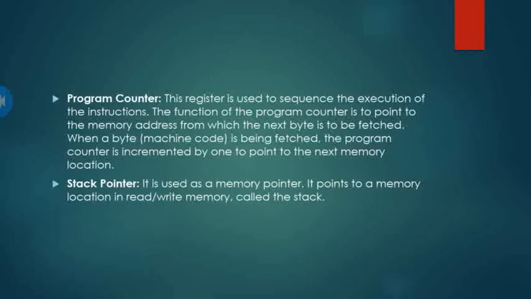The main task of the program counter is to store the address of the next instruction to be executed. So when a byte or a machine code is being fetched, the program counter is incremented by 1 to point to the next memory location. This means, for example, we have stored one instruction 1001 in the program counter, and when CPU gets that instruction, then we increment the value of the program counter.